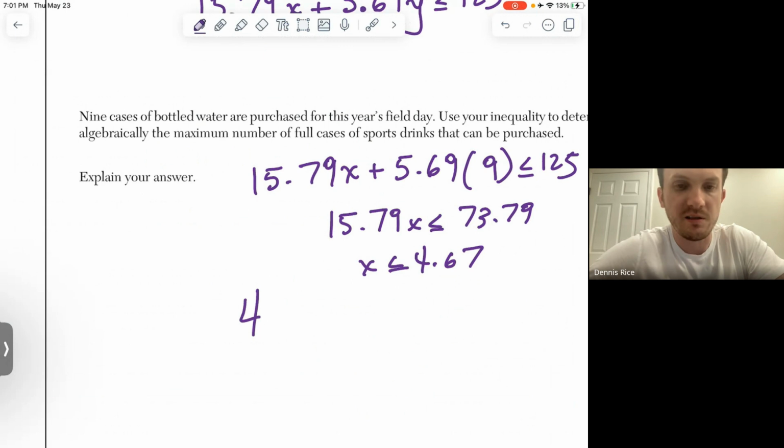Only 4 cases of sport drinks can be bought because okay, they're just talking about the math out loud. 9 waters cost 51.21, and with the rest of the money, only 4 cases can be bought. Not the best explanation, but yeah, it's the idea that hey, we'll have a little bit of money left over, but we can't afford the fifth one. I would maybe even say something like that. You don't have enough money to afford a fifth case. Okay.